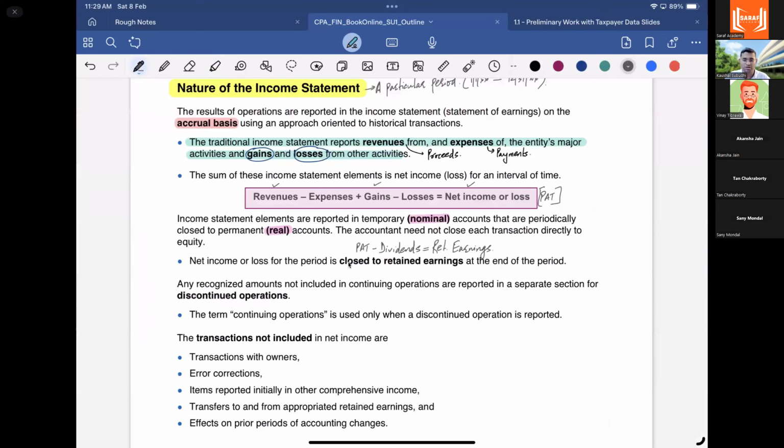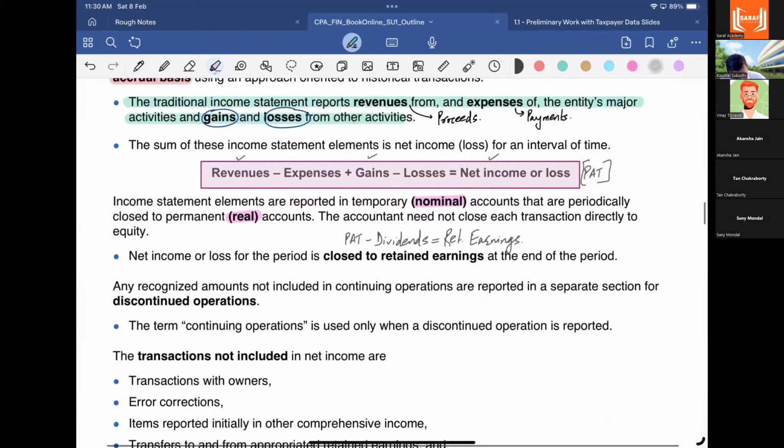So net income or the loss for a period is closed to the retained earnings. Yes, some people may be wondering, like, say, ऐसा क्या लिखा हुआ है? It's closed to the retained earnings. इसका मतलब ये है कि सर आप ट्रांसफर कर रहे हो, अगर आपको डिविडेंड्स पेमेंट नहीं करना है, तो पूरे के पूरे प्रॉफिट आफ्टर टैक्सेस आर गोइंग टू बी ट्रांसफर्ड टू द retained earnings. Any recognized amounts not included in the continuing operations are reported in a separate section.